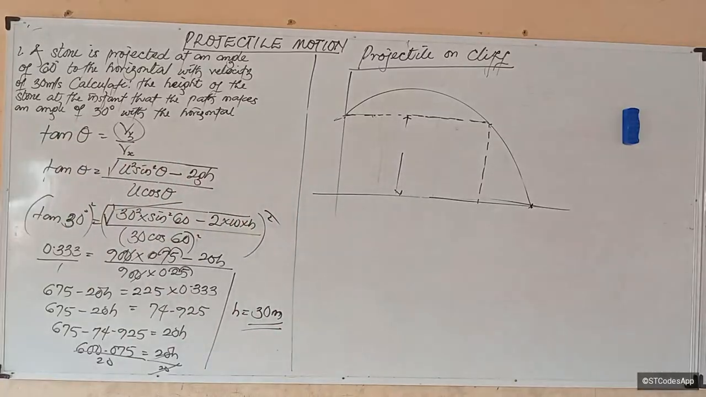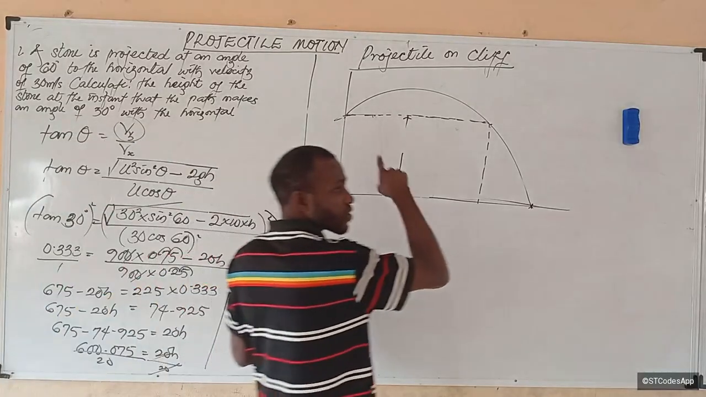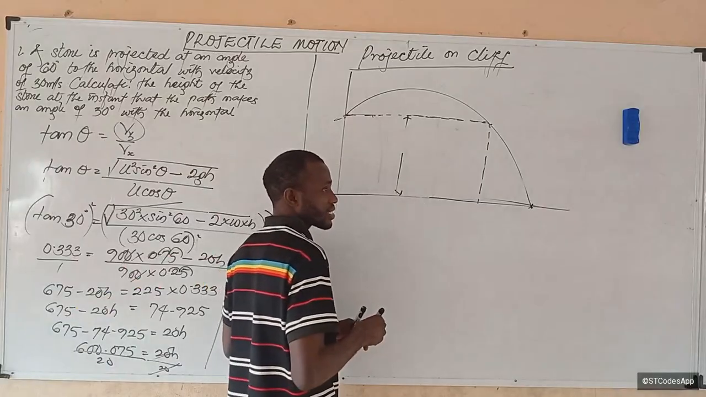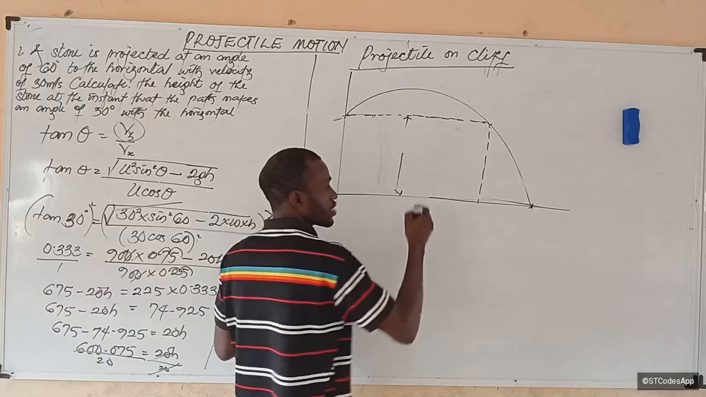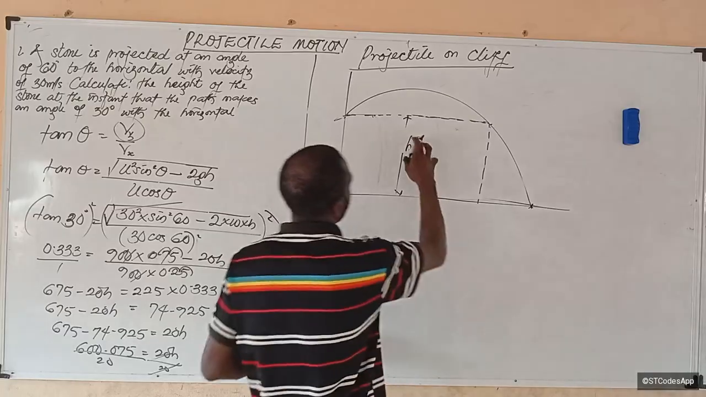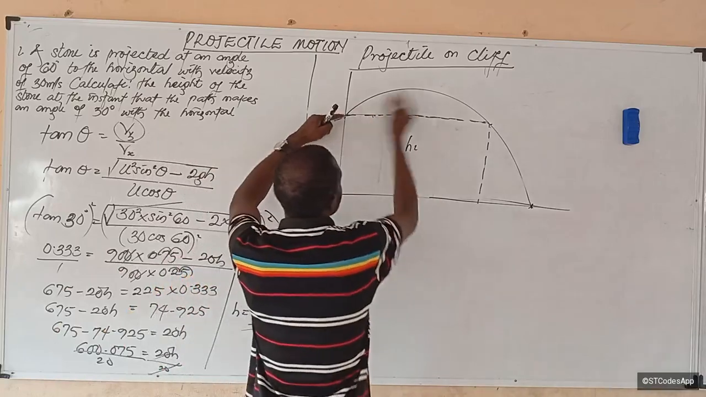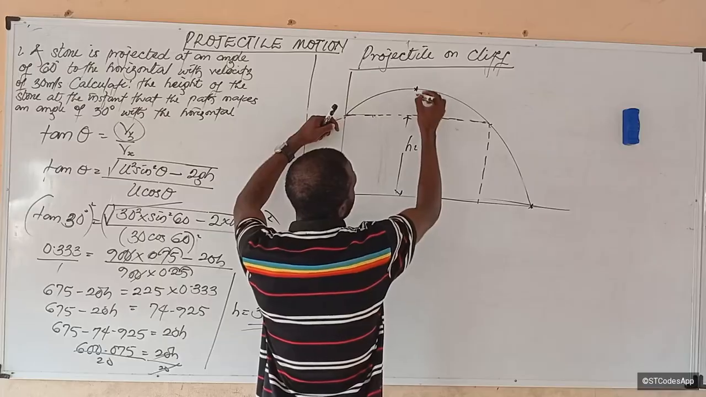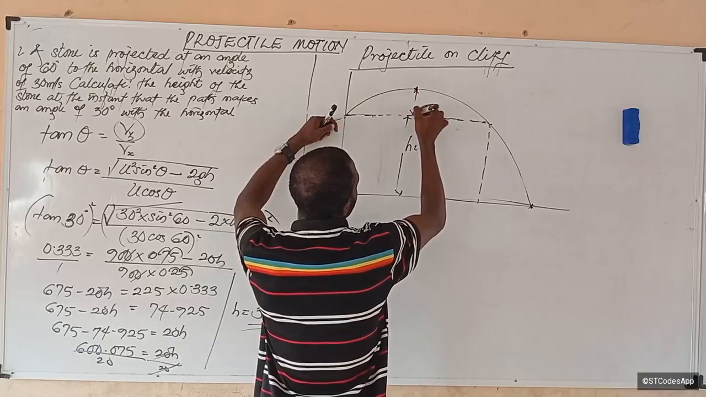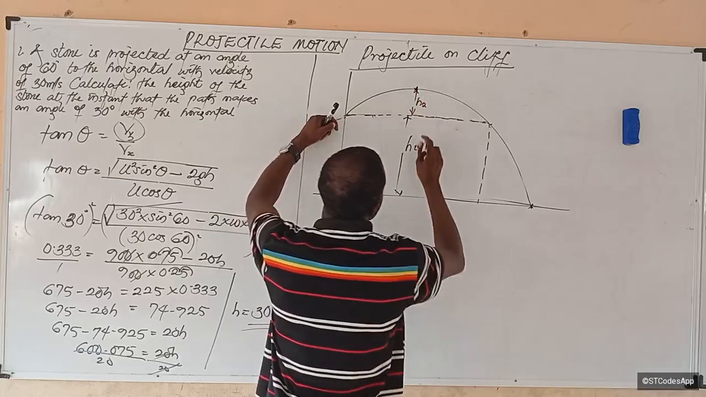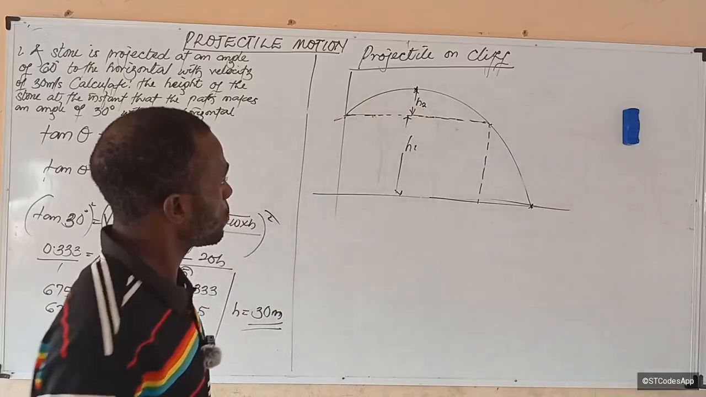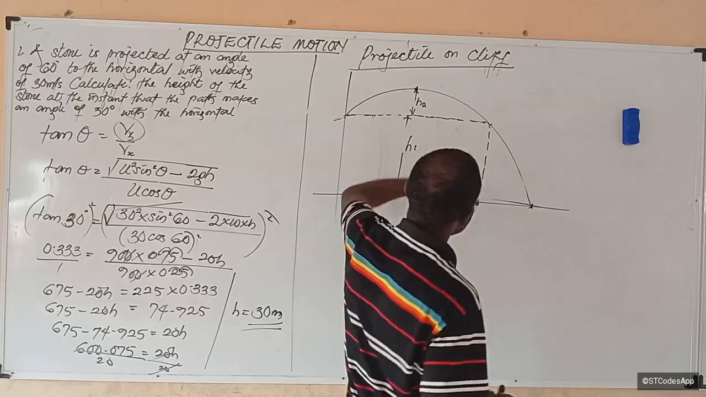So I said this height, let's call it the initial height, H1. Now, the height that this body reaches when you project, this is the maximum height here. So it's going to be from here to here. Let's call this one H2. Is that clear? So from here to here is also the H1.